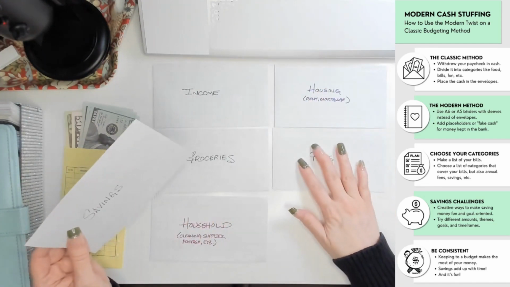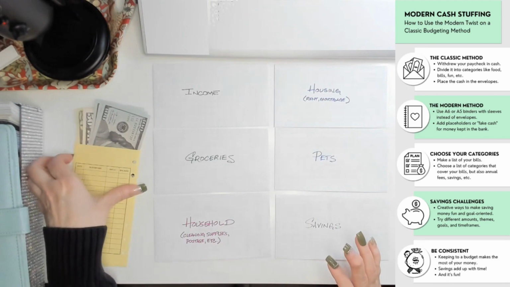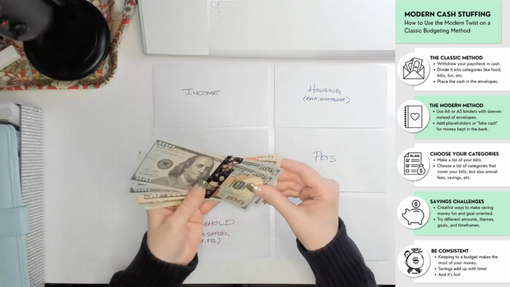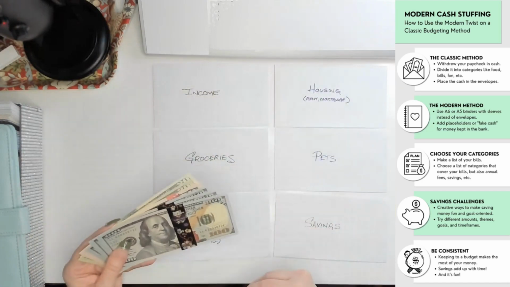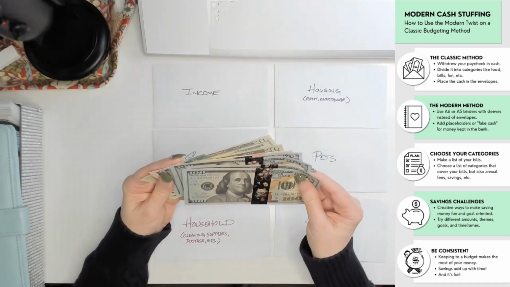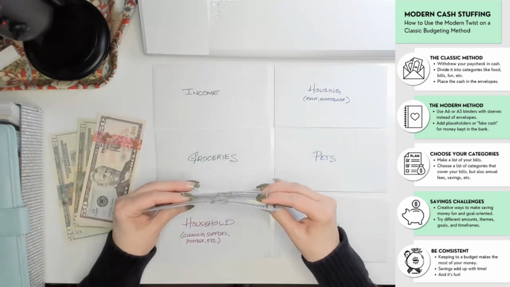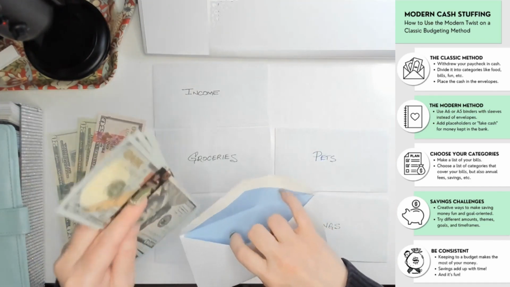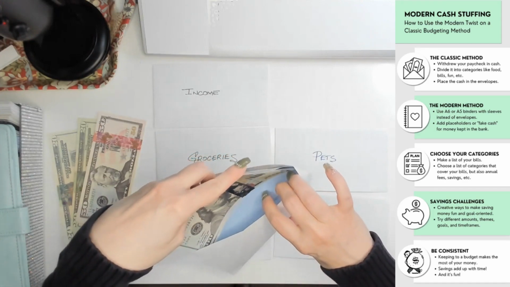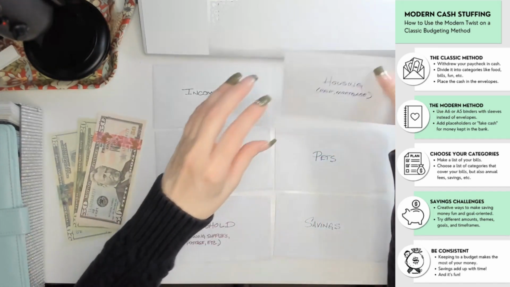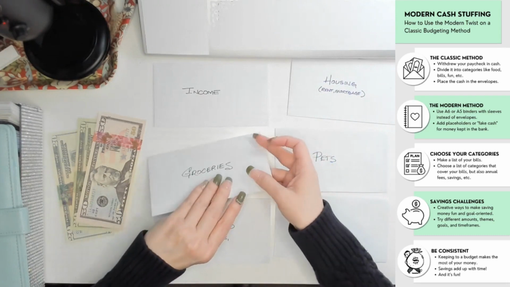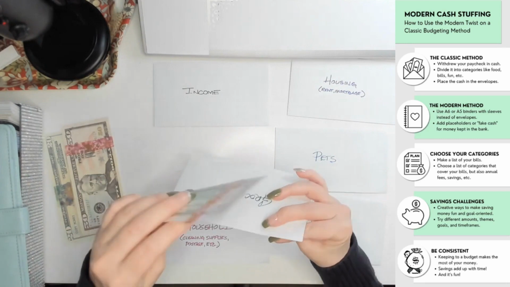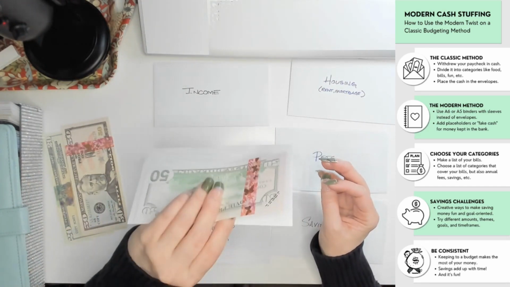And then you would decide out of your cash how you were going to divide this. So you would say your rent, maybe that was going to be the bulk of it, so you would set that aside. And then when you went to pay your rent, you would take that with you. Or for groceries, you would say you're going to put $50 in groceries. You would put this in here and then take this with you to the grocery store.